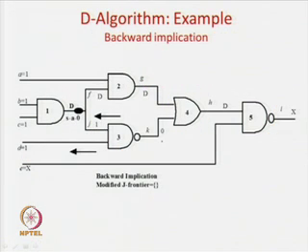How do you get a 0 at the output of the NAND gate? It can be only by a 1 and a 1. So, by this D frontier propagation you have to say that I will get a 1 and a 1 over here. Okay, so that is the case.